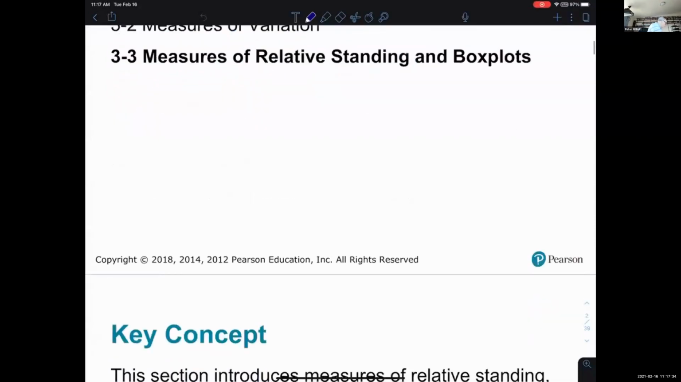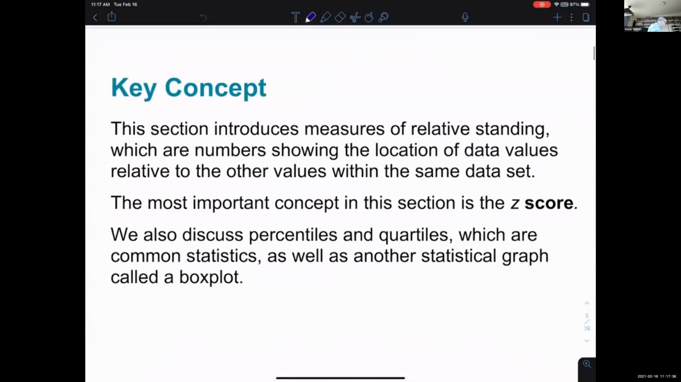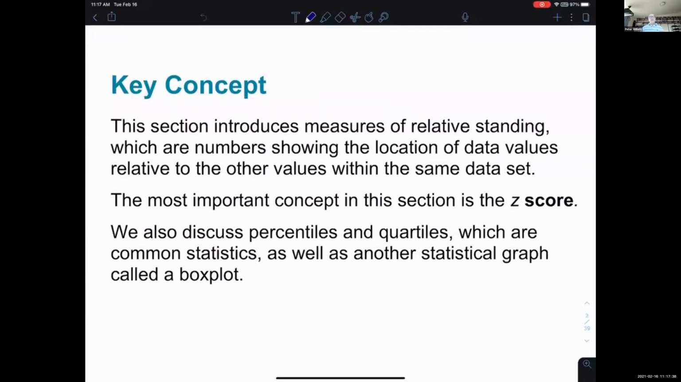So what's our key concept? This section introduces measures of relative standing, which are numbers showing the location of data values relative to the other data values within the same data set.